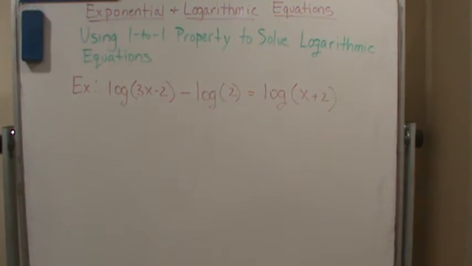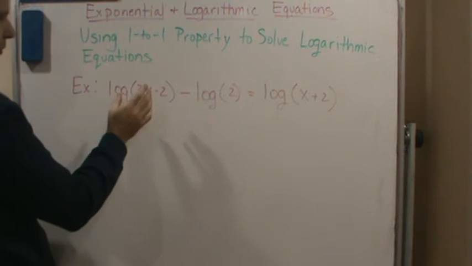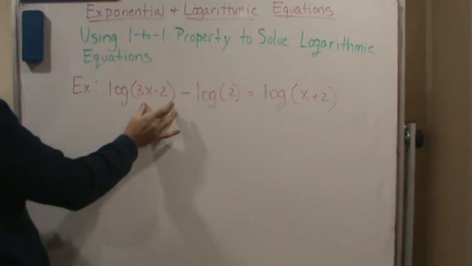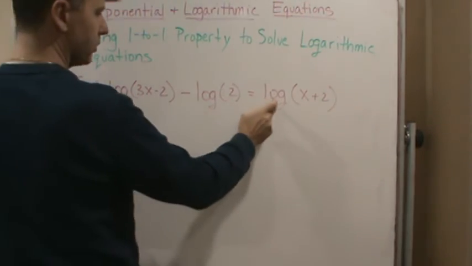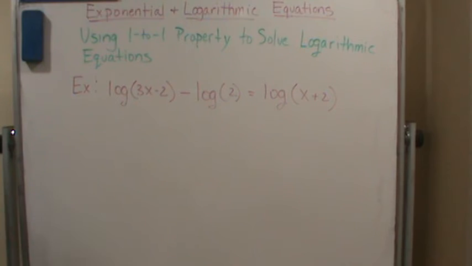Okay, so here's what we have. We've got this logarithmic equation: log of 3x minus 2, minus log of 2, equals log of x plus 2. These are common logs, base 10. The key is you've got to make sure that they all have the same base, or else you can't do any of this. We can only combine logs that have the same base, and you can only use the one-to-one property if the bases are the same. Same thing with exponentials.